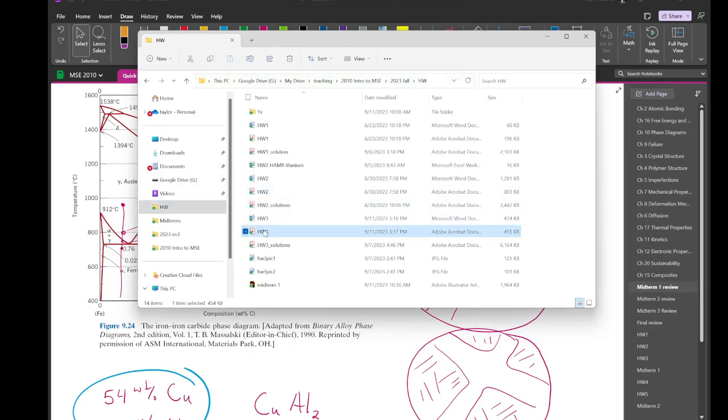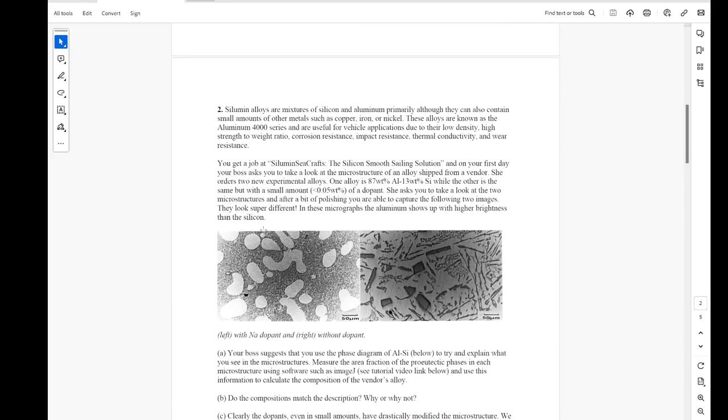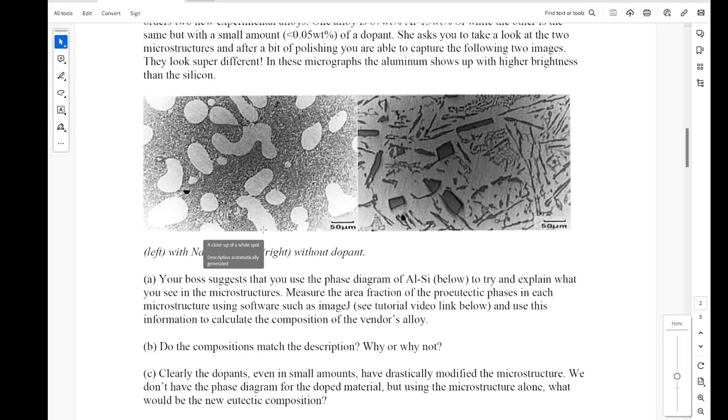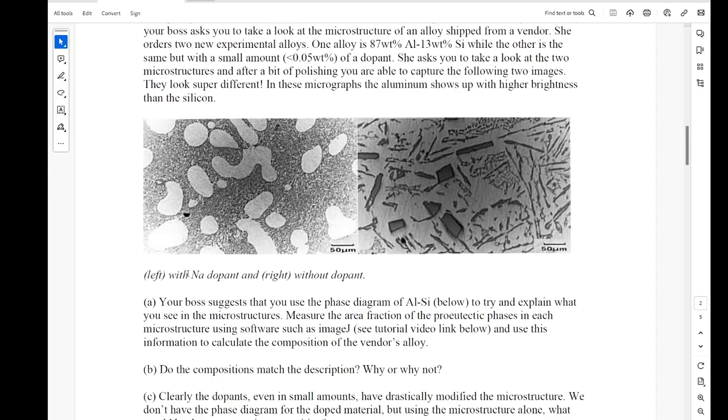Homework 3. So which question? Which part? It says your boss suggests that you use the phase diagram from Al-Si shown below. It's this one. That's the phase diagram. Your boss suggests to use that phase diagram and try to explain what you see in the microstructures. Measure the area fraction of the pro-eutectic phase in each microstructure using software like ImageJ. I'll give you a link. And then use this information to calculate the composition of the vendor's alloy.